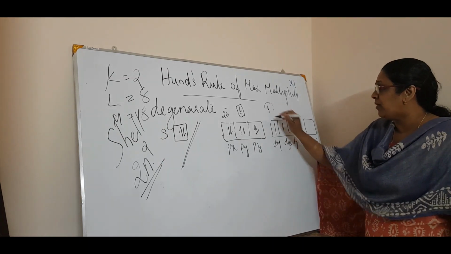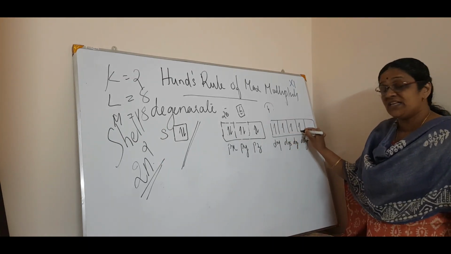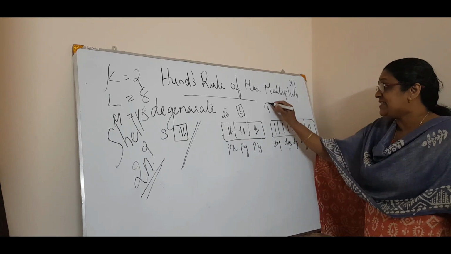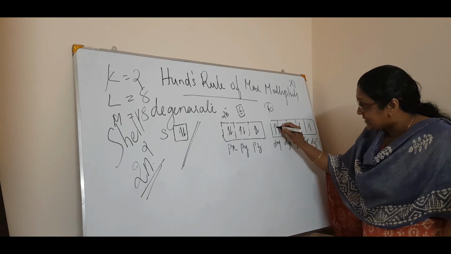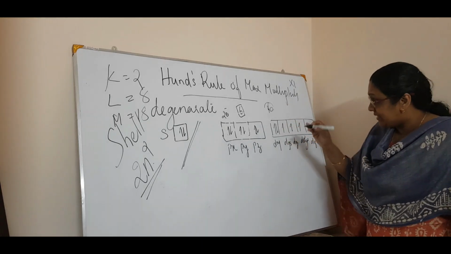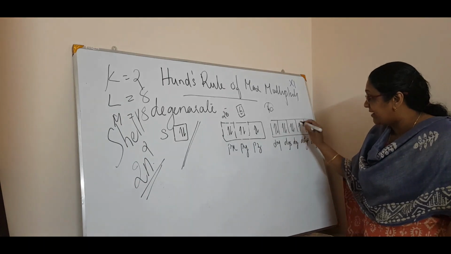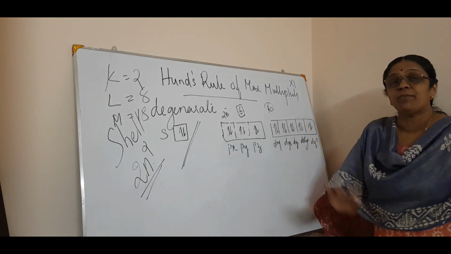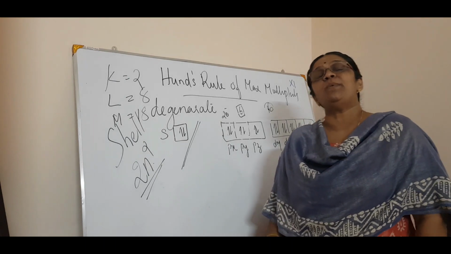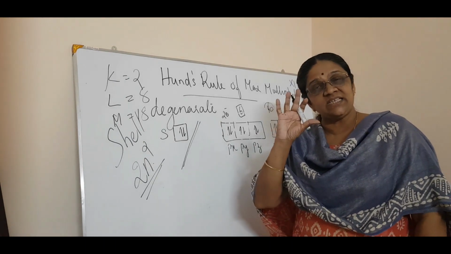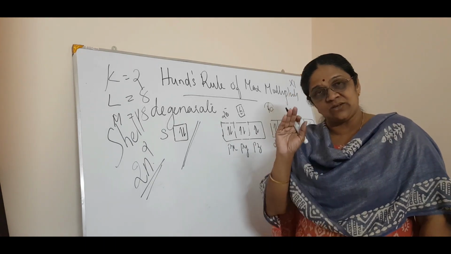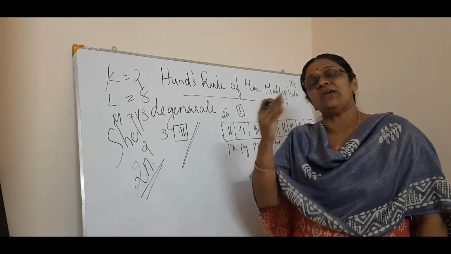So if it is 4, 1, 2, 3, 4. If it is 5, 5. If it is 6, then pairing takes place. See, 6. Then 7, 8, 9, 10. So total number of d electrons in d orbital is 10 because it contains 5 orbitals. Each orbital contains 2 electrons. So 5 into 2, 10.